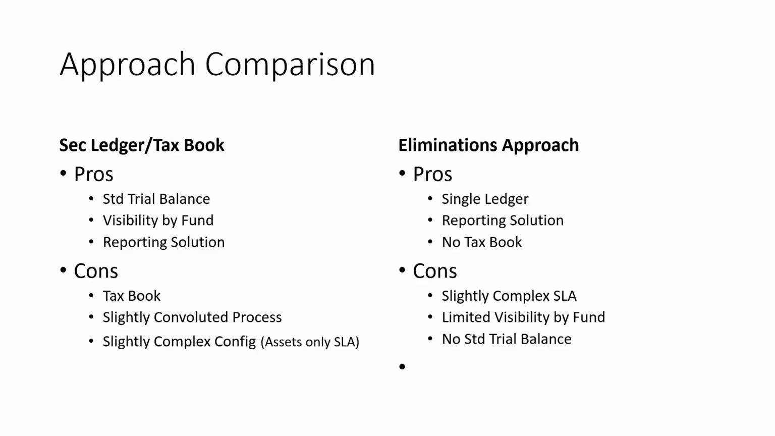So with regards to the secondary ledger tax book, the pros are that you have a standard trial balance, visibility by fund, and it's a reporting solution. The cons are, one, you need a tax book, you have a slightly convoluted process, and a slightly complex config. Not too much. The eliminations approach, which I'll get into detail when I cover that in the other video, you have a single ledger, it's a reporting solution, there's no tax book, slightly complex SLA, limited visibility by fund, and there's no standard trial balance.